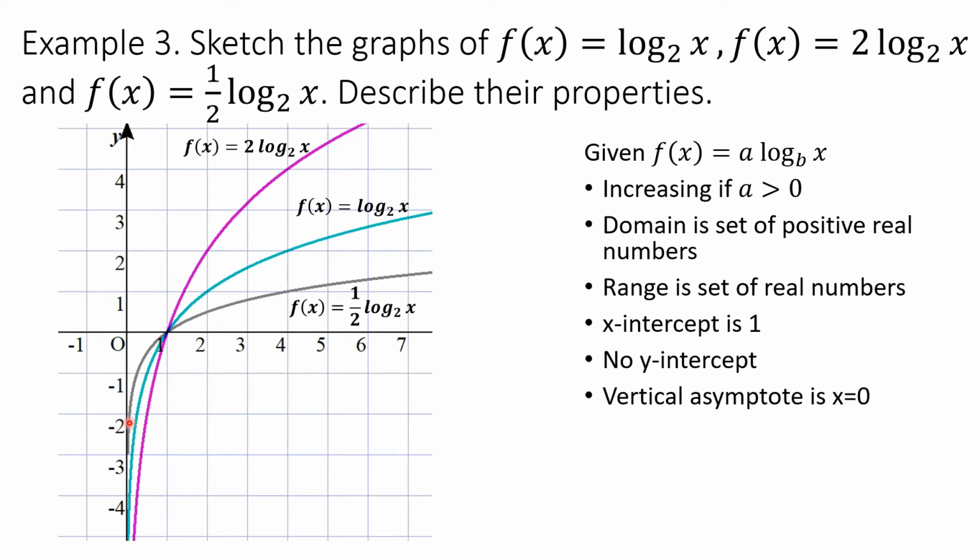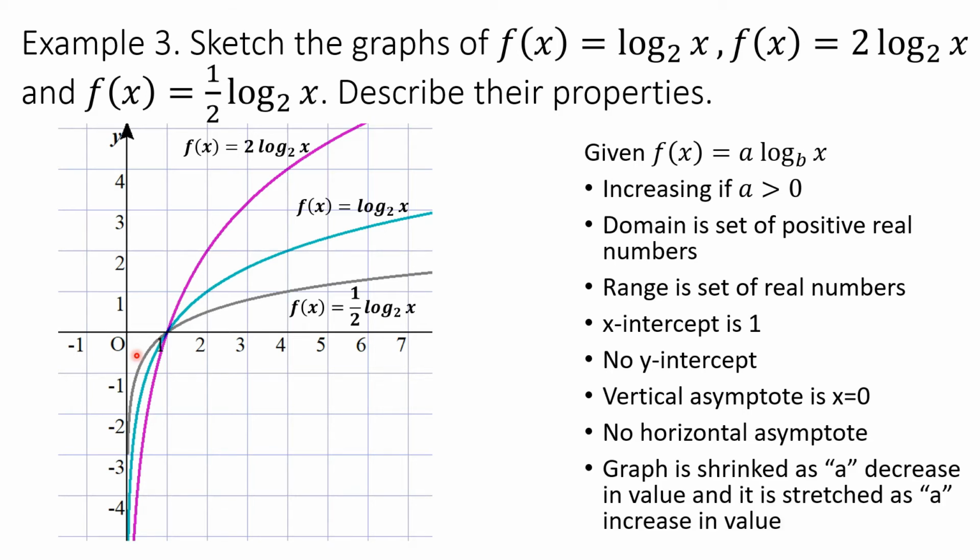And the vertical asymptote is x equals 0 because aside from not touching the y-axis, the graphs get closer and closer to it. If we zoom this in, we will notice that they get closer and closer to the y-axis, but they do not intersect it. So the line coinciding with the y-axis, with the equation x equals 0, is the vertical asymptote. And there is no horizontal asymptote. We've explained this from example 1 already.